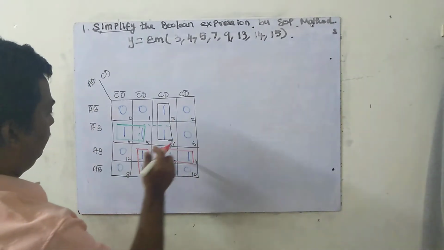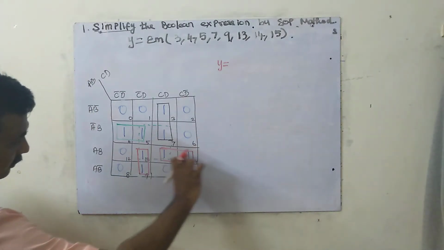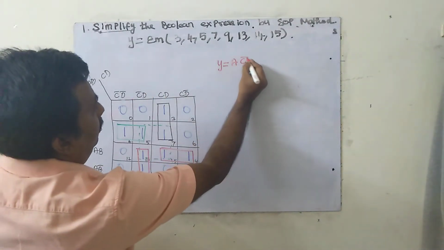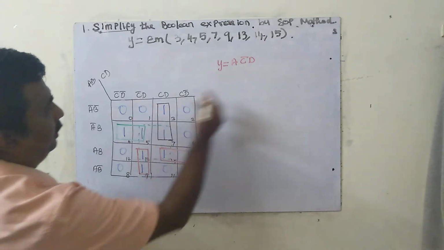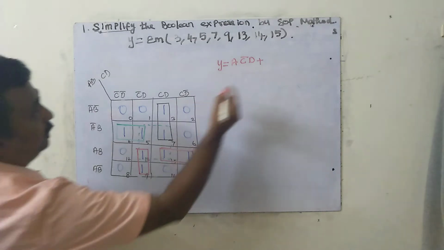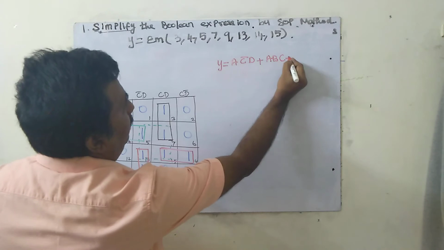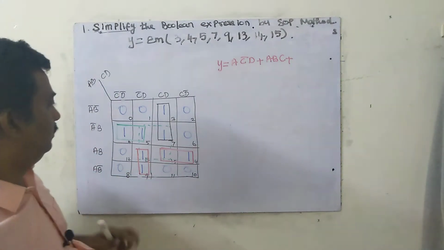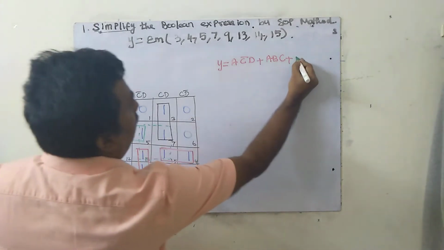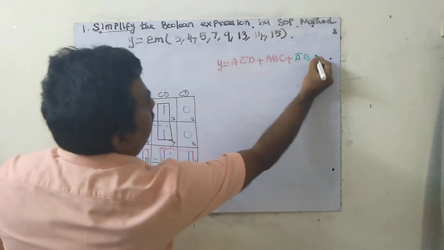For this red color, y equal to, if I see from here, these two, which is common? This A is common. If I see from here, C bar D is common. Plus next, this red color: if I see from here, both A, B is common. If I see from here, C is common. Plus next, for this green color, if I see from here, this is A bar B, both are common. Next, if I see from here, C bar is common.